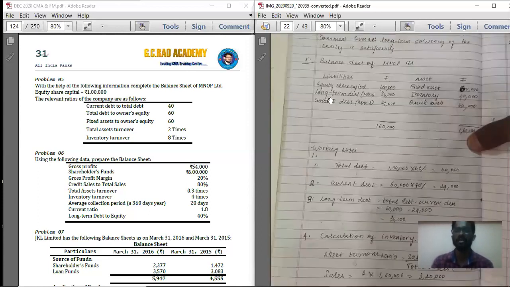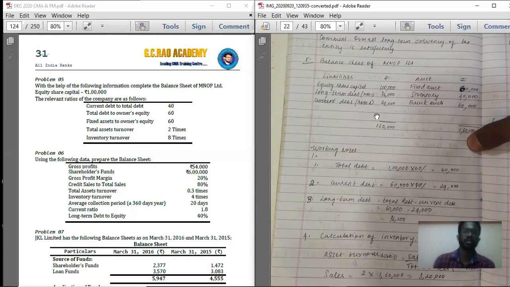So coming to the liability side, below the equity share capital, record long-term debt (note number 3). In the amount column record 36,000. Below that, record current debt (note number 2). In the amount column record 24,000.